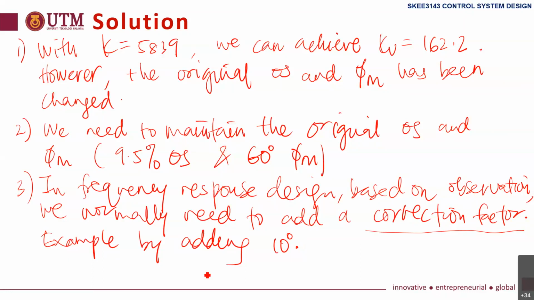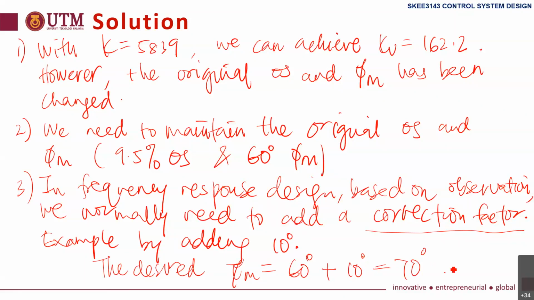So therefore, that means the desired phase margin is 60 degrees plus 10 degrees, 70 degrees. In order to obtain 60 degrees, it is advisable when designing that we add a correction factor of 10 degrees. But if you did not add it, it is also acceptable.